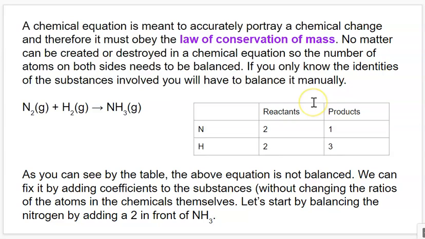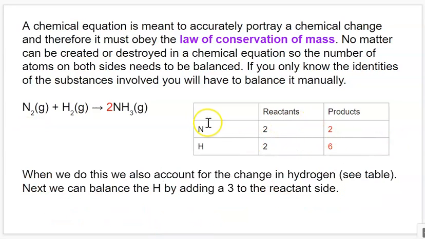So we're going to want to alter these by adding coefficients. And the important thing to consider here is all we can do is add coefficients. You can't just say that, oh, well, I have 2 hydrogens here, but I need 2 over here. I'm just going to change this 3 to a 2. You can't change the overall formulas of the substances. You can only change the ratio in which they appear in the equation. So in this case, since we have 2 on the reactant side and 1 on the product side for nitrogen, let's add a 2 in front of the ammonia and see where that gets us. So that gets us to 2 and 2. Our nitrogen is now balanced.